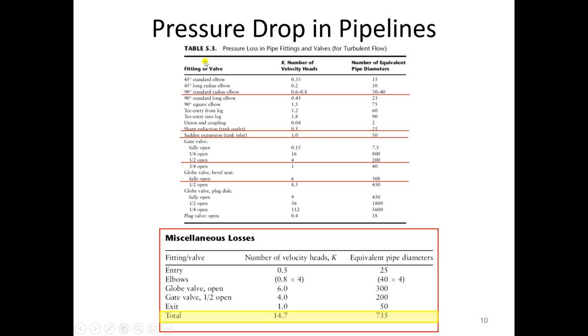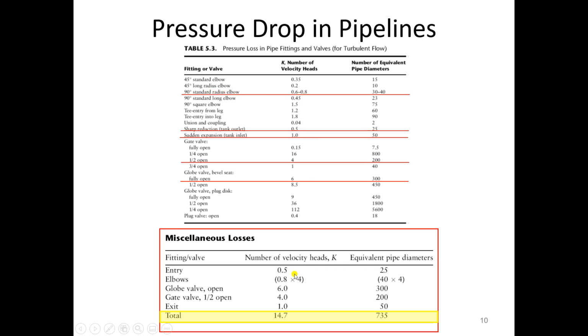So we look at this table 5.3. We need to check and find the value of K and also the equivalent pipe diameter. So for N3, we look at the list. N3 is a sharp reduction: 0.5, 25. Then look at elbows. Since it's not mentioned at what degree the elbow is, we go to the standard radius elbow here.